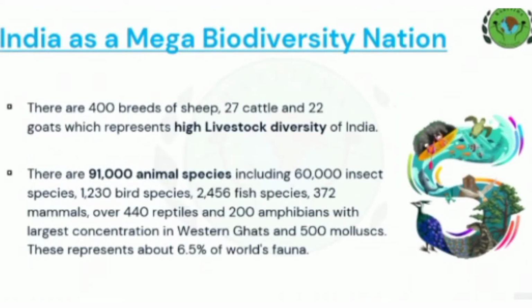There are 400 breeds of sheep, 27 cattle and 22 goats, which represents high livestock biodiversity of India because milk, wool and many things we get only from these. Besides it, 91,000 animal species including 60,000 insects, 1,230 birds, 2,456 fish, 372 mammals, 440 reptiles and 200 amphibians, with largest concentration in Western Ghats, and 500 molluscs. These all represent about 6.5% of world's fauna.